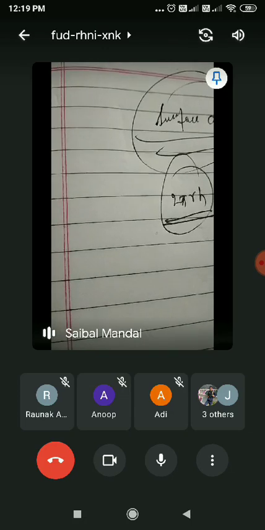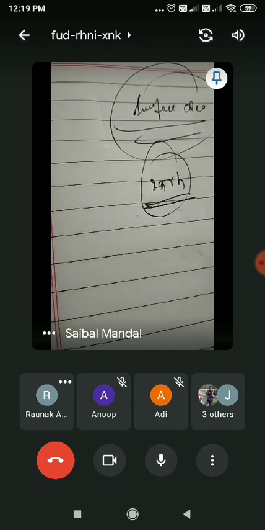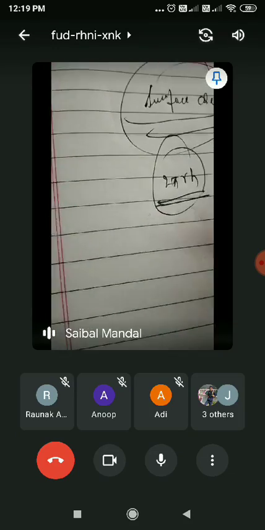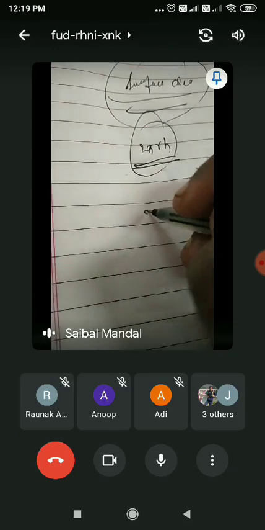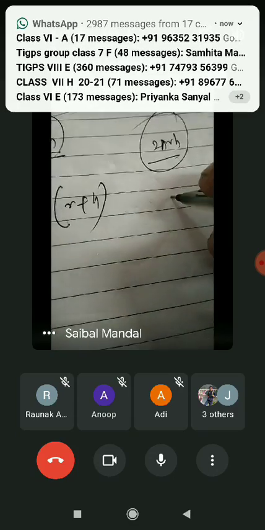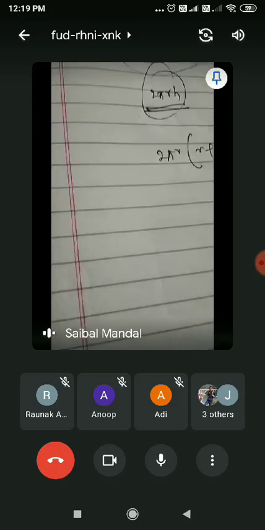Are they talking about total surface area or normal surface area? They have asked about greater surface area, so let us find total surface area. Total surface area formula is 2 pi r into r plus h. Chalo, ठीक. Let us solve it.